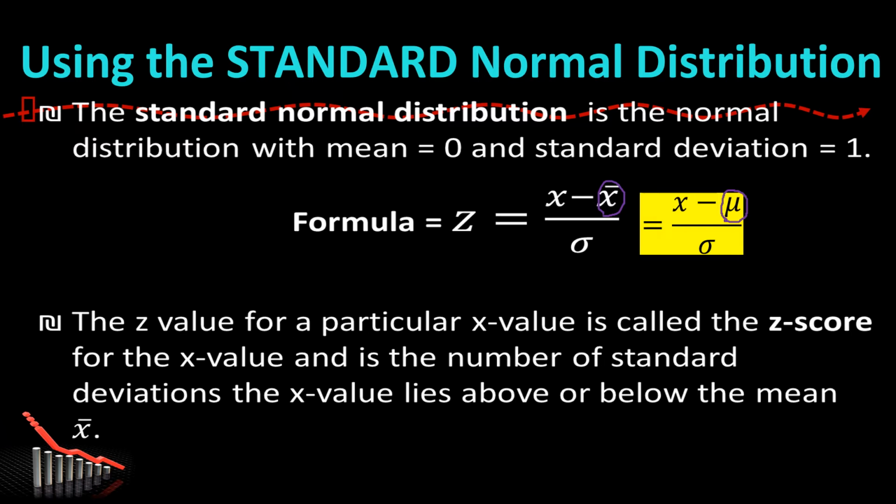The z-value for a particular x value is called the z-score for the x value, and it's the number of standard deviations that the x value lies above or below the mean. So if I get a z-score of 2, I know that my data point lies 2 standard deviations above the mean. If I get a z-score of -3, then I know that my data point is 3 standard deviations below the mean.